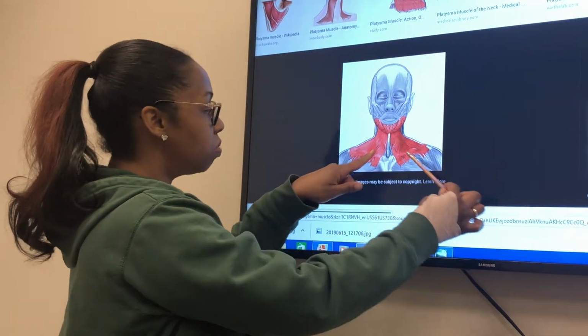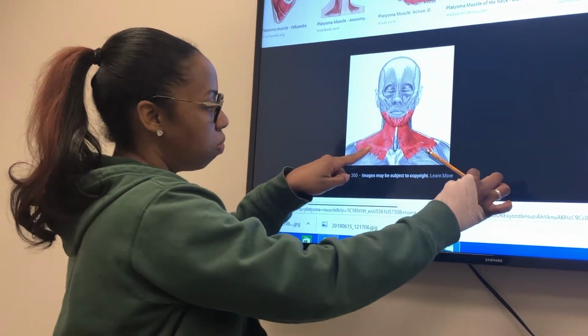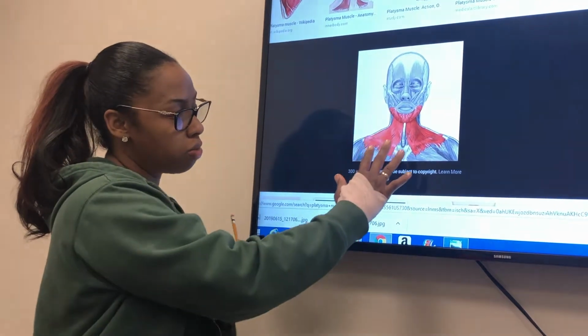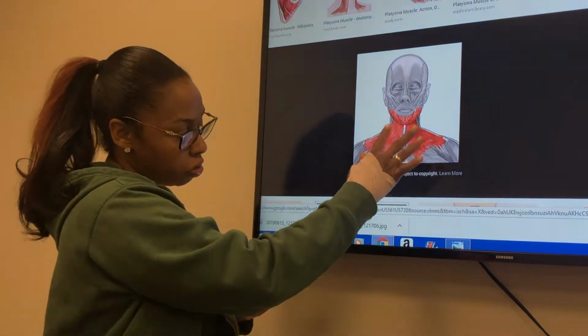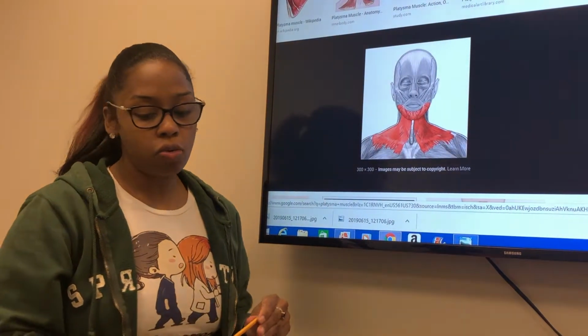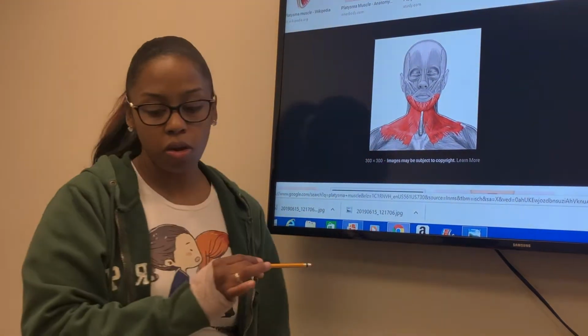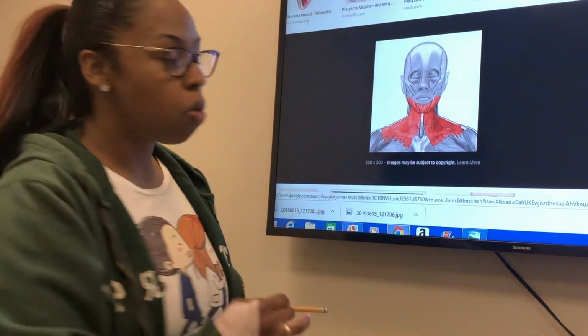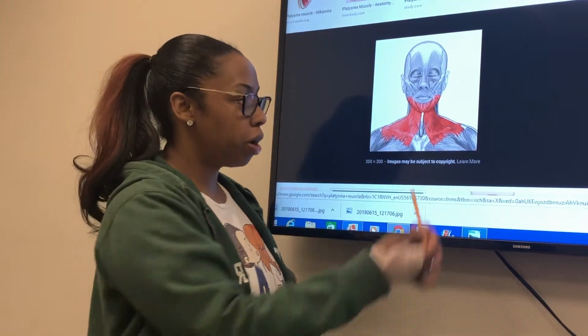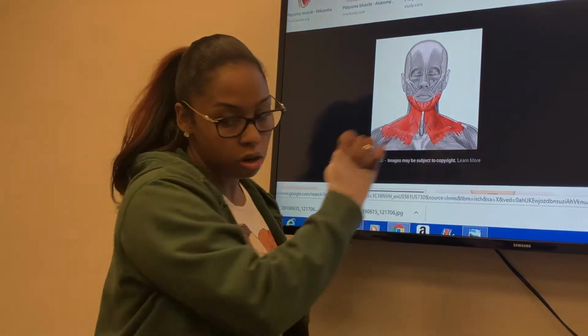This is the platysma muscle, which comes down on both sides and covers most of the neck muscles, so it's superficial to the other neck muscles. Its origin is the fascia of the chest, so the tissue outside here, and its insertion is the lower margin of the manubrium, which is going to be again in the sternum.